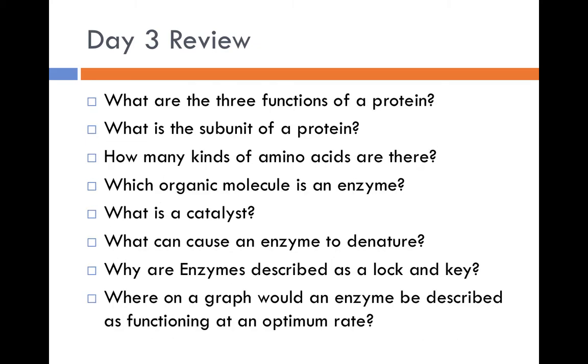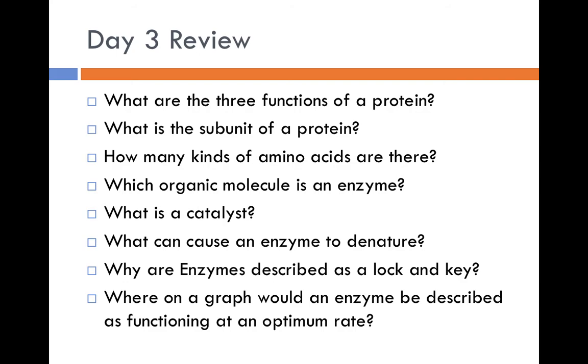And then, of course, the last one from last time's notes would be day 3, talking about proteins and enzymes. So, some functions of proteins. Big one, regulate cell processes, maintain homeostasis. They are building blocks, or you could also say structural components. The subunit of a protein is an amino acid. How many kinds of amino acids are there? There are 20 kinds of amino acids, 20 different kinds in the human body.